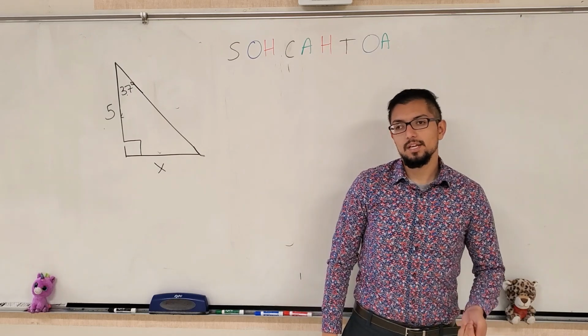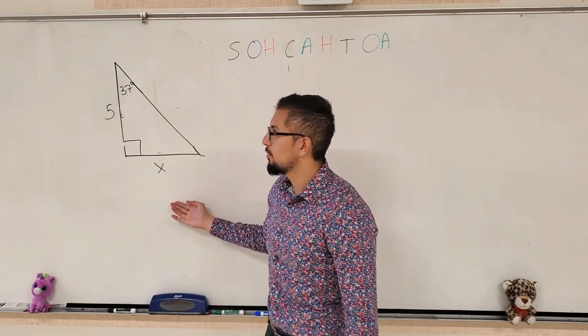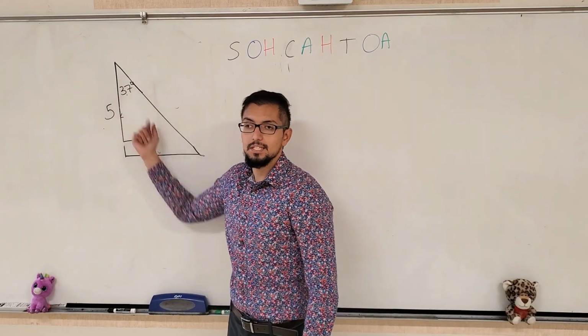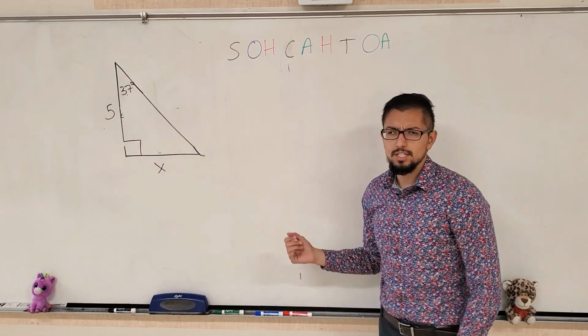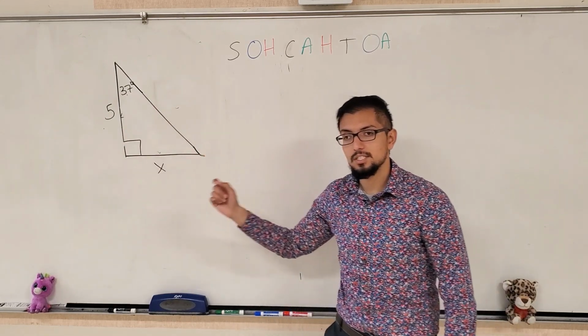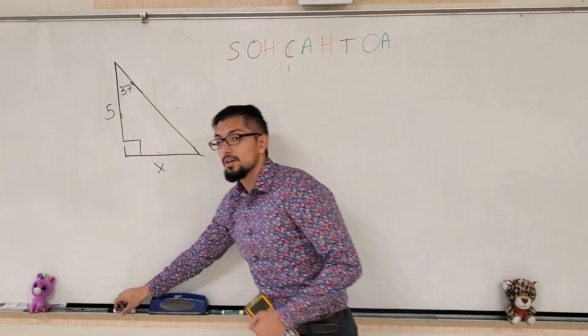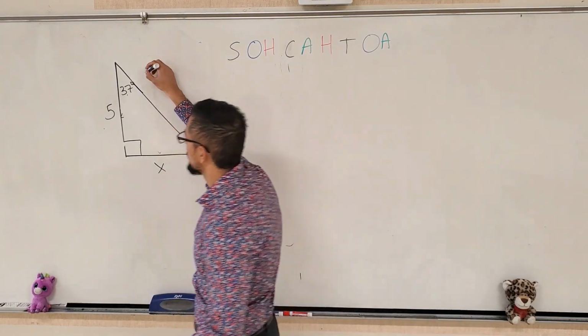Hello people, so today we're going to learn how to solve for a missing side on a right triangle where we know one of the angles besides the 90 degrees. So the first thing I need to do is label all of my sides based on opposite, adjacent, and hypotenuse using this angle as reference. Since that is the angle I know, I'm going to label it theta.